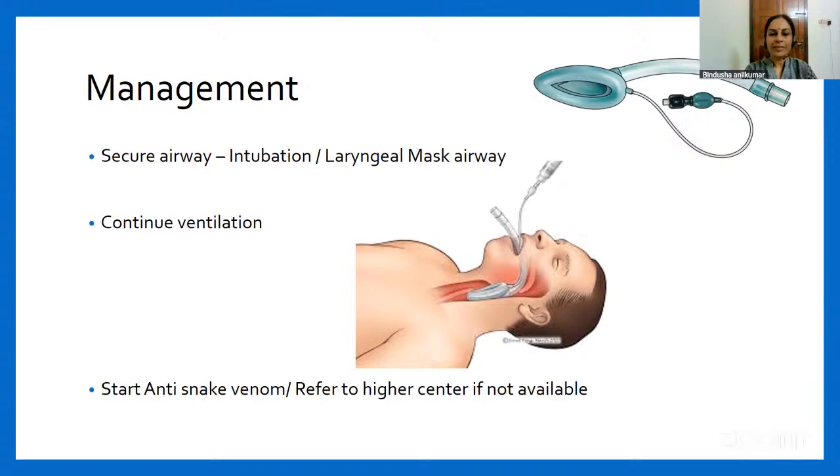I'm very happy that nowadays, even from the periphery, we are getting children who are intubated and given bag ventilation, so that just intubating and giving bag ventilation will save these children. We need to give anti-snake venom also, but even if you don't have the anti-snake venom, it can be given from the next hospital. But delaying this ventilation may be deleterious to the neurological outcome.